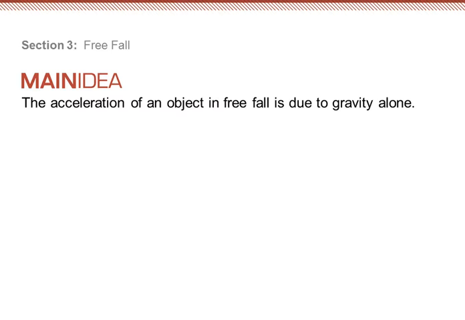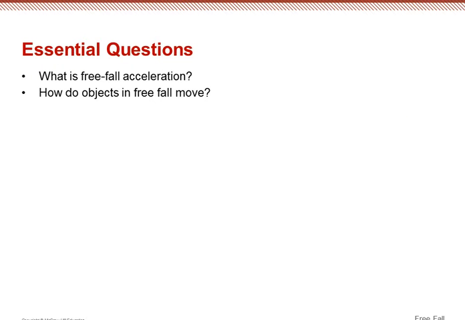In this video, we're going to start to talk about free fall and what it means for an object to be in free fall. And the main idea is that the acceleration of an object in free fall is due to gravity alone. And so this is when only gravity is acting on the object. The two essential questions that we're going to answer in this video are what is free fall acceleration and how do objects move in free fall?